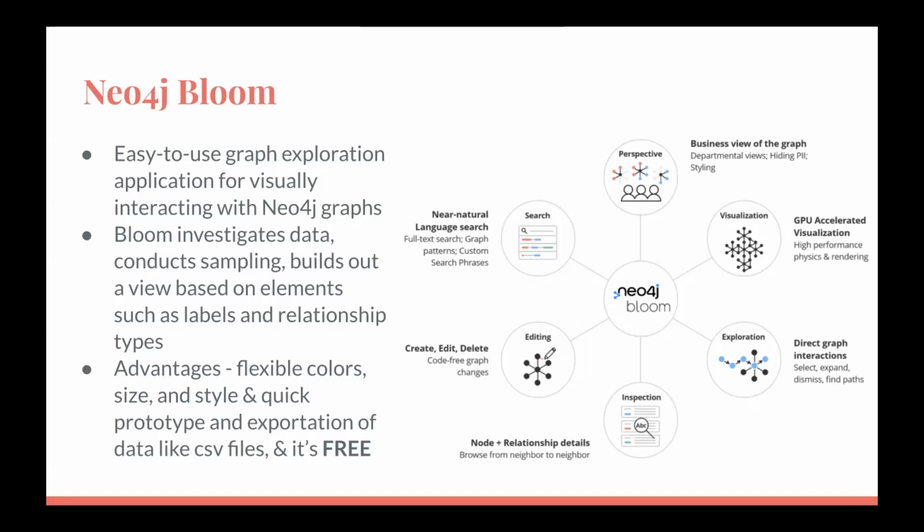Bloom will investigate the data in your database and do some sampling and build out a view based on elements such as labels or relationship types. It has a lot of flexibility around how it is interpreted. You can enter an approximation of a label or property that you're looking for, and Bloom will find it for you, along with the patterns, allowing you to visually explore your data.